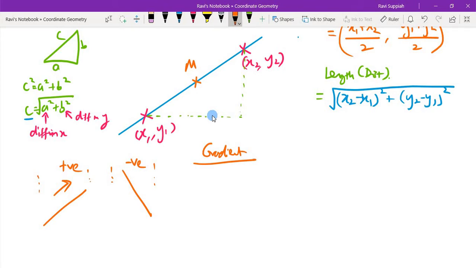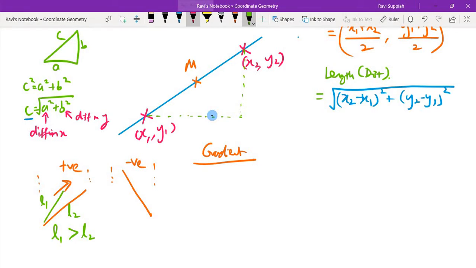And the steeper it is, so for example, if I were to draw a line that is a bit more steeper, then this gradient of line L1 and L2, if I compare the two gradients, the gradient of L1 is going to be greater than the gradient of L2. Okay, so the steeper the line is, the higher the gradient. The gentler it is, the smaller the gradient. Okay, so that is just a general overview.